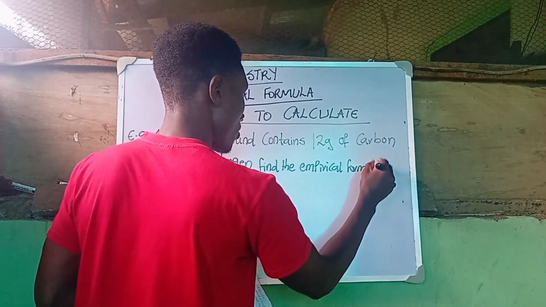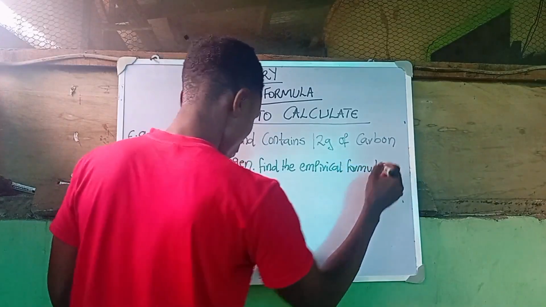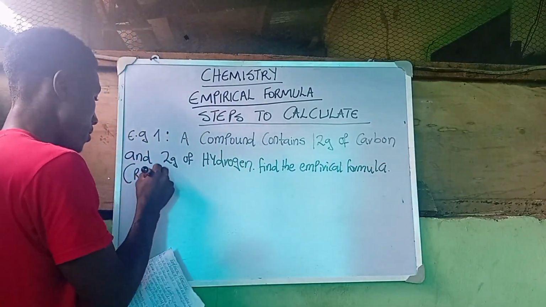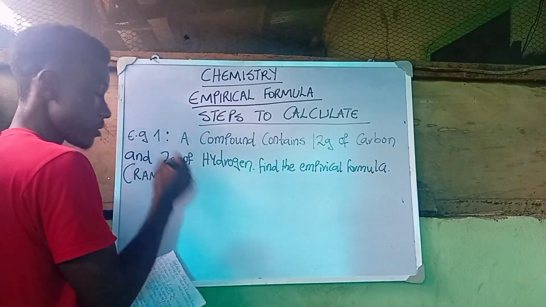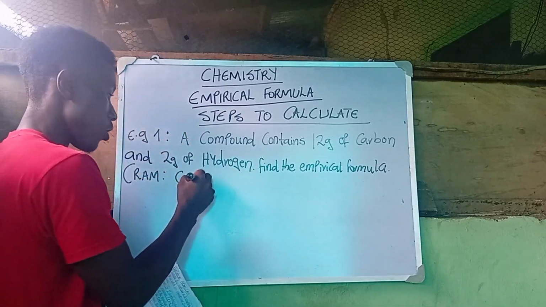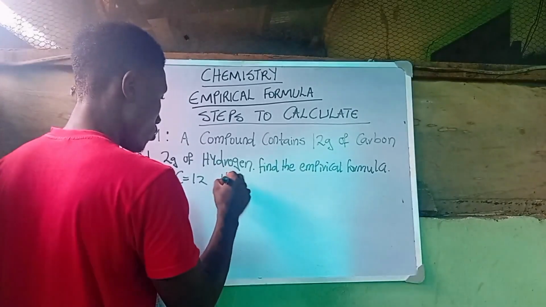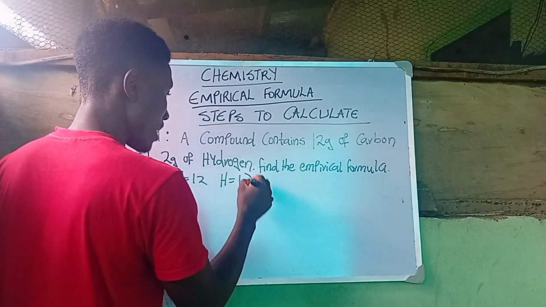Right, so that is just how it is. Find the empirical formula where you are being given the relative atomic mass. The relative atomic mass of carbon is 12, and the relative atomic mass of hydrogen is just 1. So we say carbon 12, hydrogen 1.